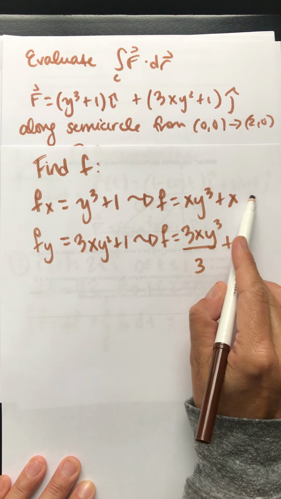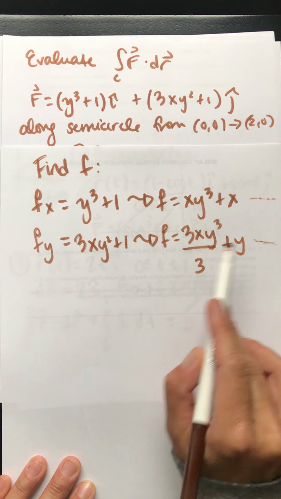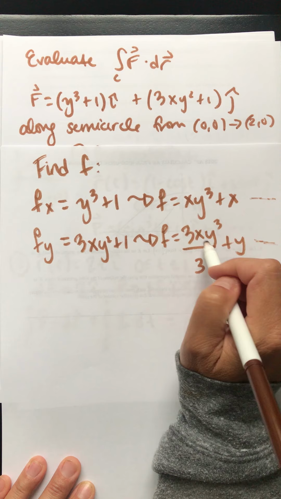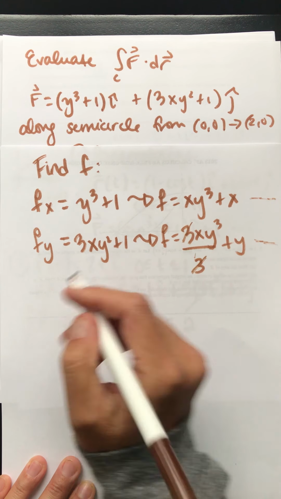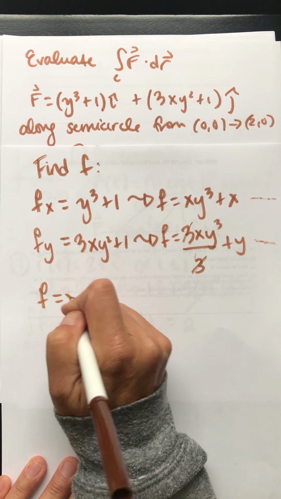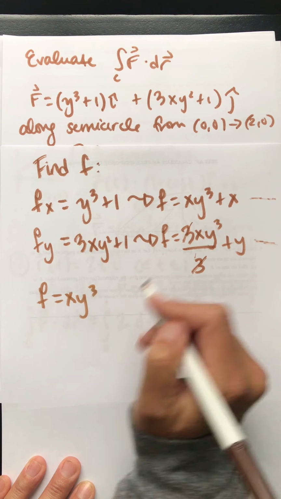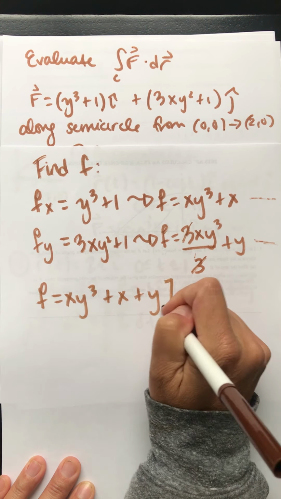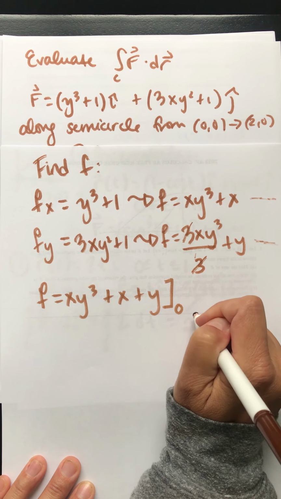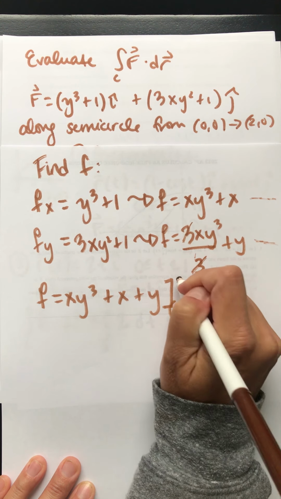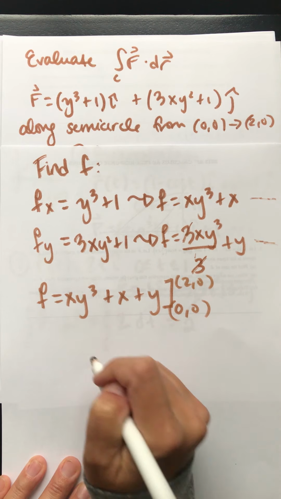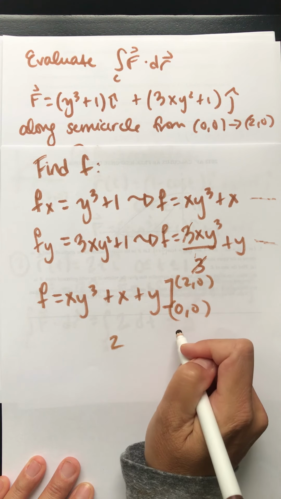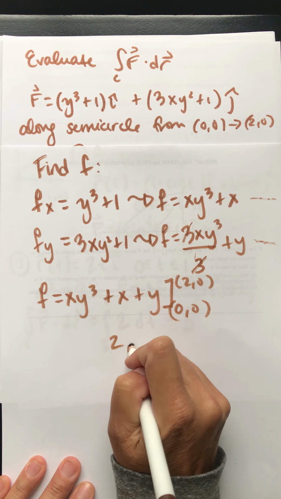Again, I could have some function of y here, and some function of x here, and I could have constants on both. I can see that this is the same. So my potential function is xy cubed plus x plus y. To use my fundamental theorem, I'm just going to evaluate that from 0, 0 to 2, 0. So I get 0 plus 2 plus 0 minus 0, which is 2.